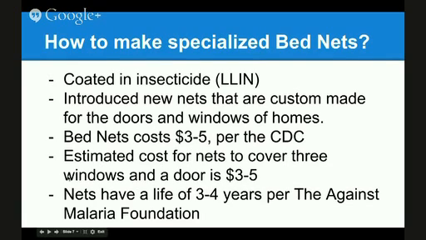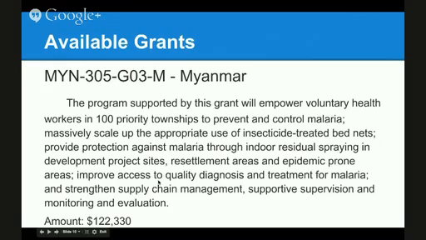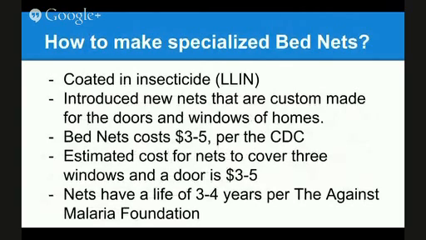That's because the circumference around the bed and to the ceiling is greater, so the area covered is greater than the area for a window and door. We could use the same material that would cover one bed, but we can cover up to 3 windows and 1 door. So these nets are going to have a life of 3 to 4 years.